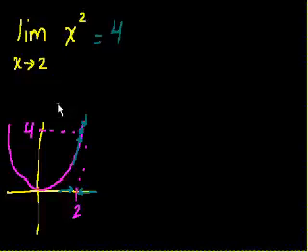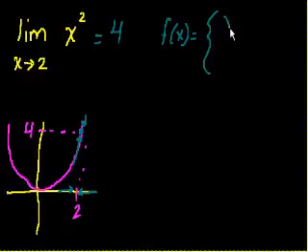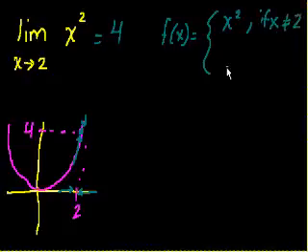Well, let me give you one wrinkle on that, and hopefully now you'll start to see what the use of a limit is. Let me say f of x is equal to x squared if x does not equal 2, and let's say it equals 3 when x equals 2. Interesting. So there's a slight variation on this expression right here. So this is our new f of x.